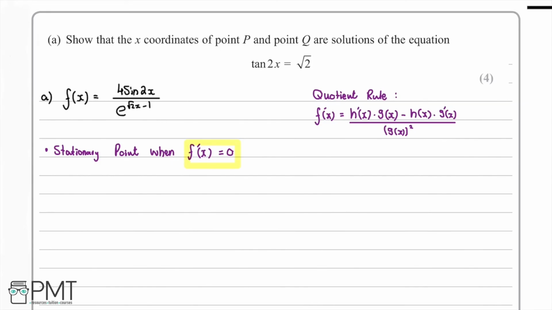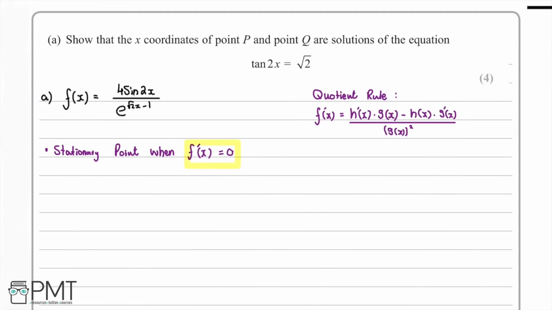So we now take a look at f of x. We have something divided by something else, so we know to differentiate this, we want to use the quotient rule. So we recall that the quotient rule to find f dash x is going to be the derivative of the numerator multiplied by the denominator, and then we subtract the numerator multiplied by the derivative of the denominator, and then we divide that by the denominator squared.